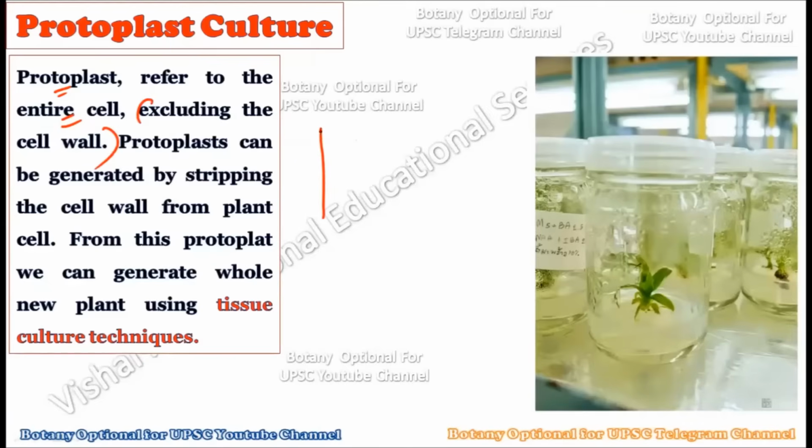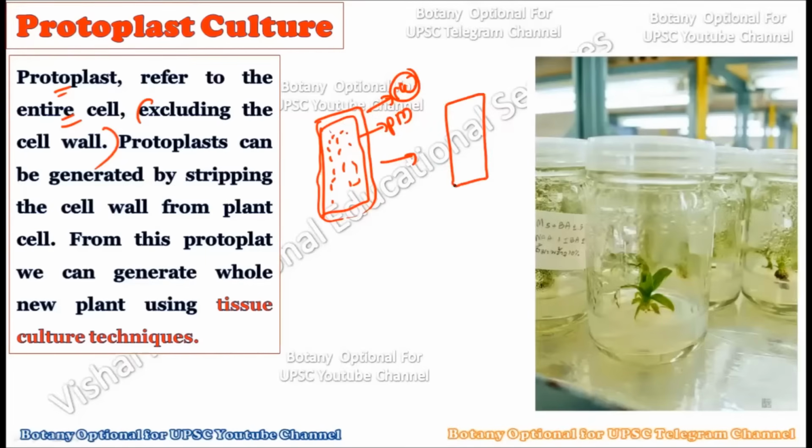As you know, in the plant cell there is a typical cell wall, present after the plasma membrane. The plasma membrane is inside, and after it there is the cell wall. If you remove this cell wall from the cell, after removing it, only the plasma membrane will be there. So the last boundary is now the plasma membrane. If you carefully remove this cell wall, you can get the protoplast. So the protoplast is nothing but the entire plant cell without the cell wall.